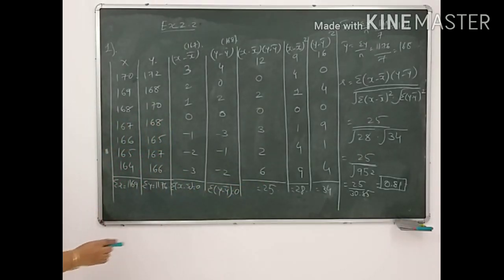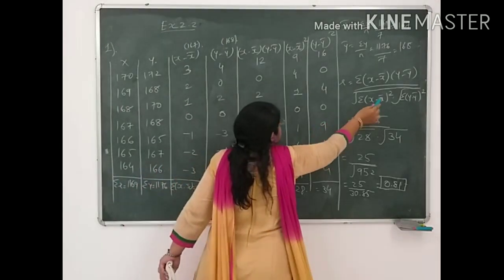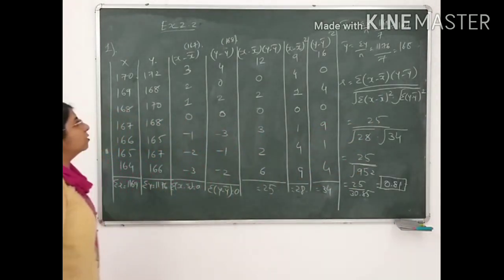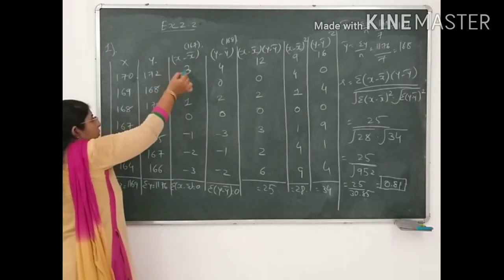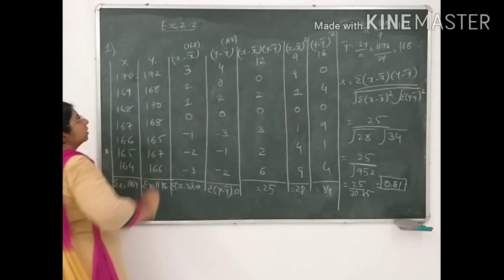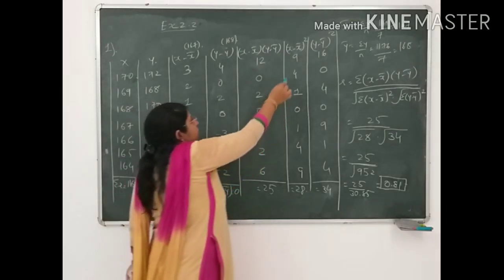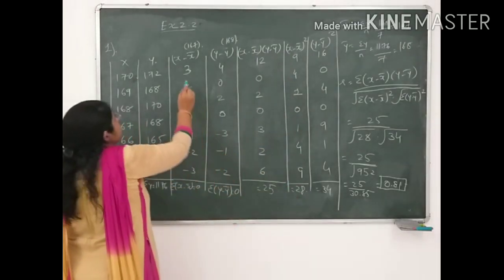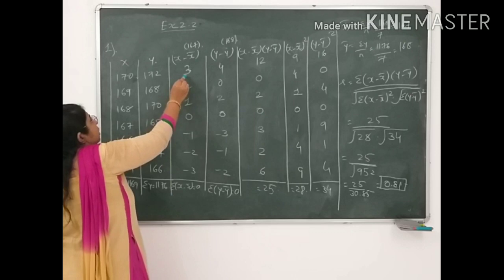Now we have to find out the formula required, that is (x minus x bar) whole square. So (x minus x bar) whole square means the square of this column we have to do, that is the square of x minus x bar, then we'll get (x minus x bar) whole square. So what is the first value of x minus x bar? That is 3.